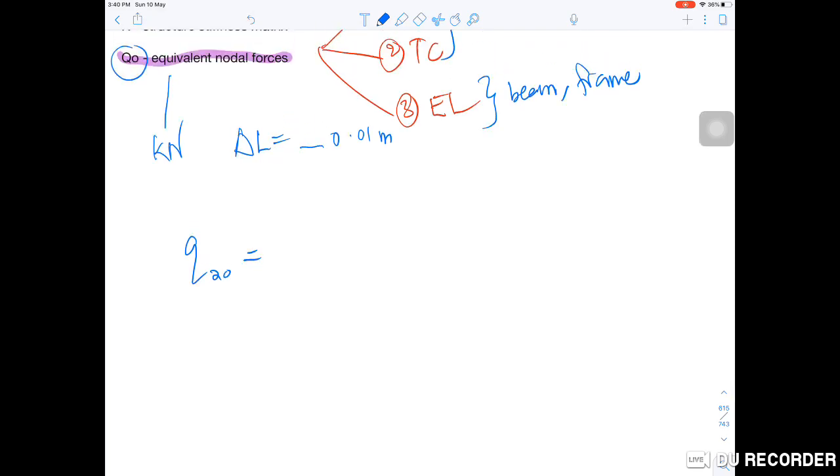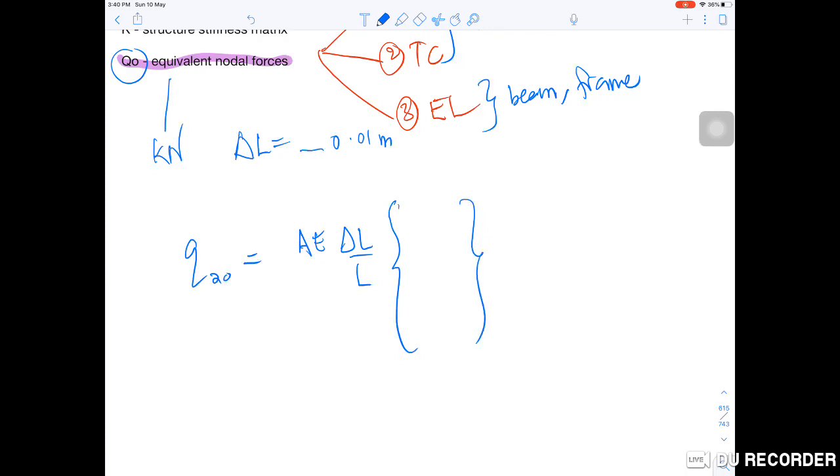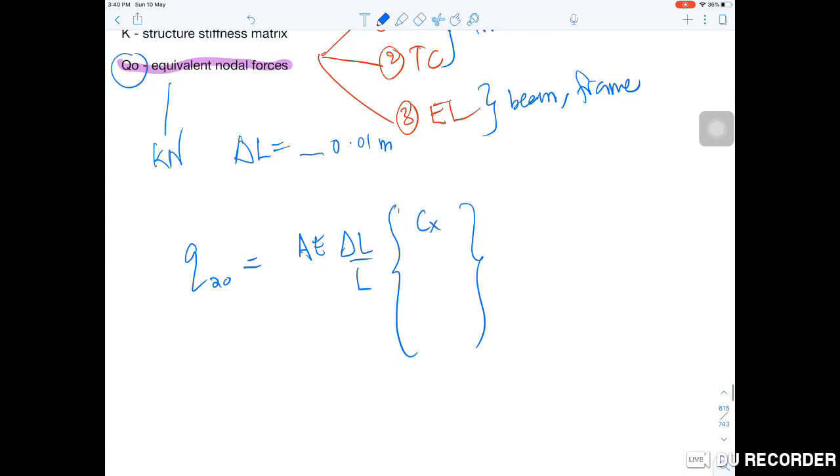For the students taking the examination, this formula will not be given. I always remind them to play around with the units so that you will get the right formula. So it is delta L over L, AE delta L over L. How to distribute into 4 values? We have to multiply with CX, CY, negative CX, negative CY. So we will get 4 values.